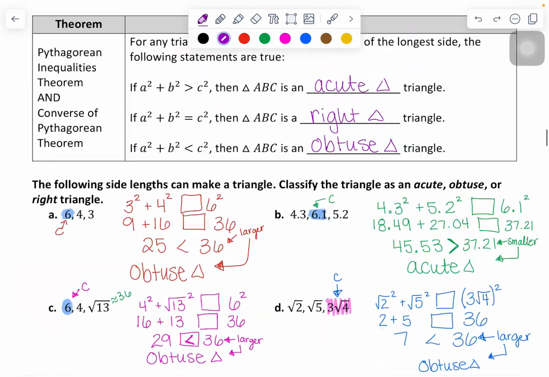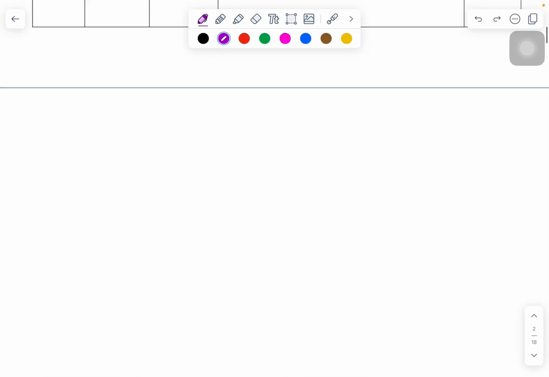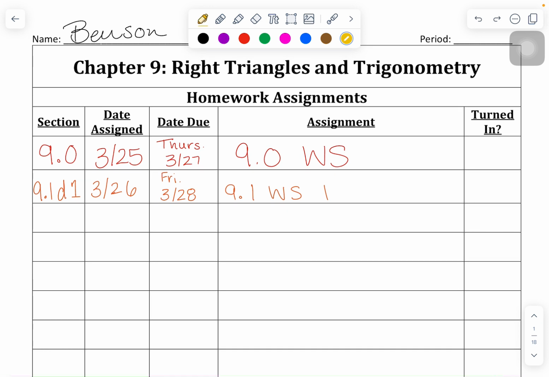Otherwise, that is it for today. Reminder, 9.0 worksheet is due today. Today was 9.1, day 2. It is the 27th. Since it is Thursday, our homework is going to be due on Monday, which is the 31st, but we should not delay till Monday because tomorrow you have a quiz.